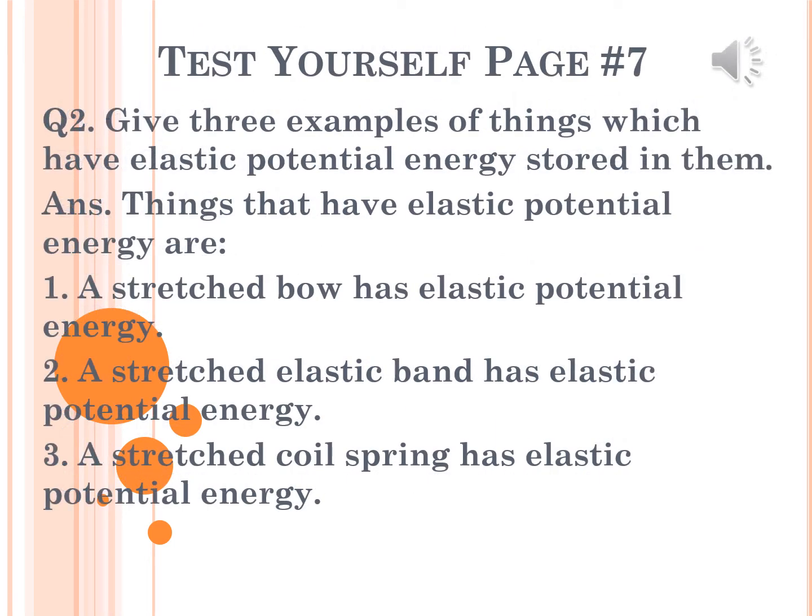Question number 2: Give 3 examples of things which have elastic potential energy stored in them. Its answer is, things that have elastic potential energy are: number 1, a stretched bow has elastic potential energy; number 2, a stretched elastic band has elastic potential energy; number 3, a stretched coil spring has elastic potential energy. Dear students, you can also add your own examples in this question.